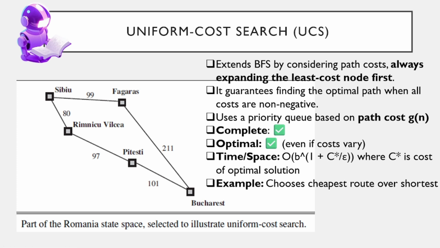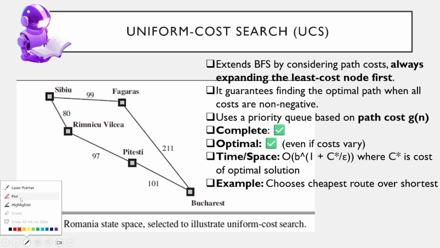Welcome back. In the last video, we covered breadth first search, which works great when every step costs the same. But what happens in the real world where some parts are cheaper and some are more expensive? That's where UCS comes into the picture, Uniform Cost Search. UCS is essentially an extension of BFS, but instead of expanding nodes based on which comes first, it expands the node with the lowest path cost.